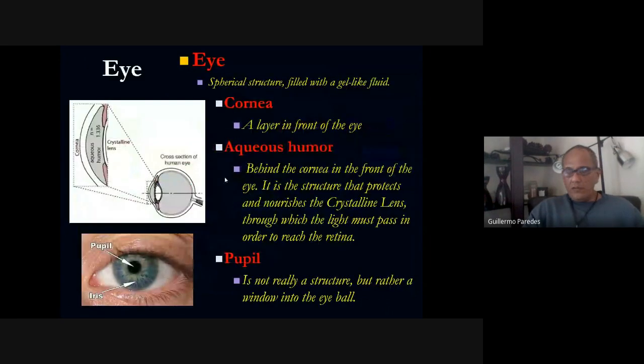All right, so let's start. The eye is actually filled by fluid. There are two fluids. One is the aqueous humor, and the other one is the gel, which is the vitreous body. The cornea is the more anterior portion of the eye, a structured anterior portion of the eye.